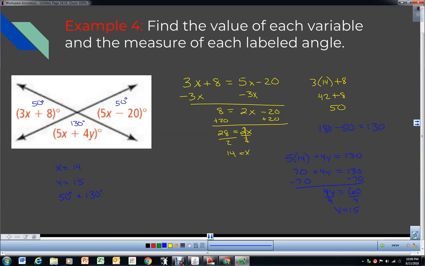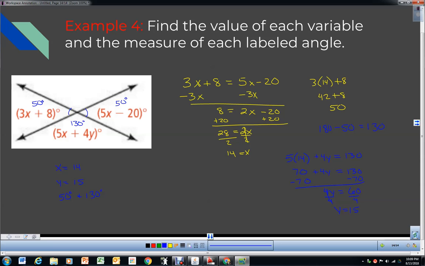Alright, so this is just one way to set it up. First thing I want to do is recognize my x's. What is the relationship between my x values here? The angles that have just an x in them. I know they are vertical angles, so I know that they are congruent. So I can set them equal to each other and solve for x. So that's my first step. So find x. I got 14.